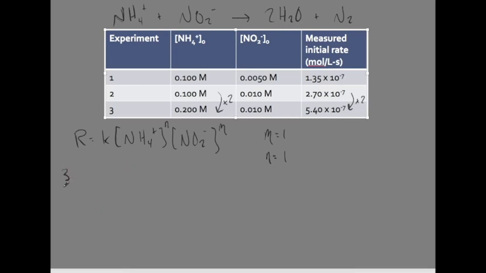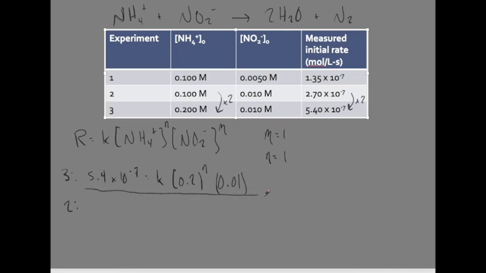I'm going to compare this time, and this is probably easier, experiment 3 to experiment 2 because experiment 3 has larger values. So when I divide, I want it to end up on top. It doesn't really matter. The rate in experiment 3 was 5.4 times 10 to the negative 7th equals K. I know that my initial concentration of NH4 was 0.2 to the N, and my initial concentration of NO2 was 0.01. And I know that M is 1 right now.